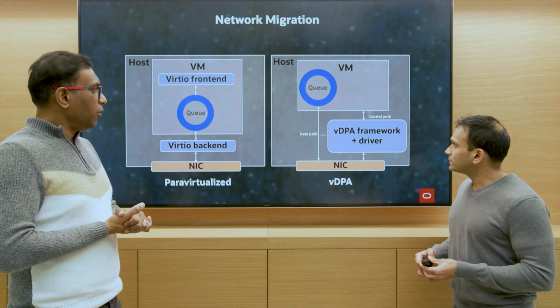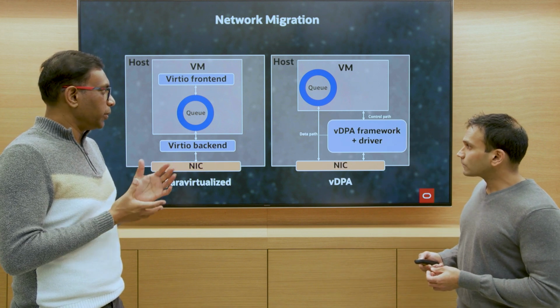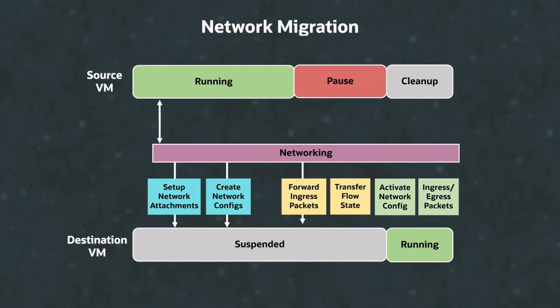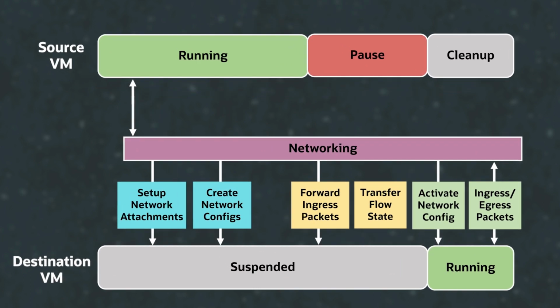Right. Cool. What else do we do to make sure that the networking migration goes well? Yeah, so that was the state at the host itself, right? There's also state in OCI's VCN layer. There are a few pieces to this. One of the things that we do is pre-create the network configuration for the destination NICs while the source VM is still running. We want to avoid latency, so that's done ahead of time.